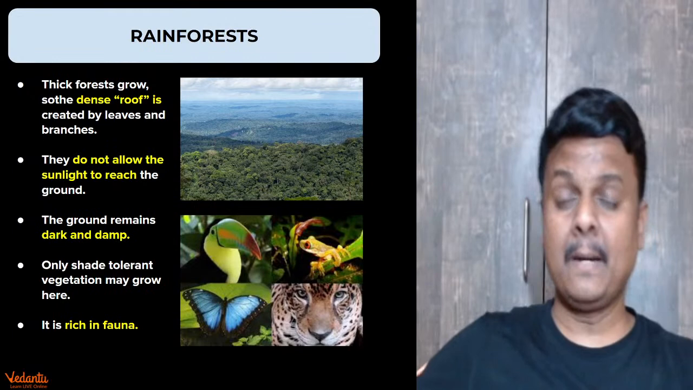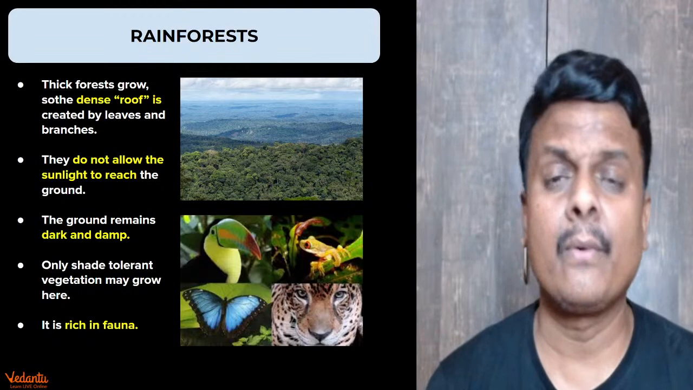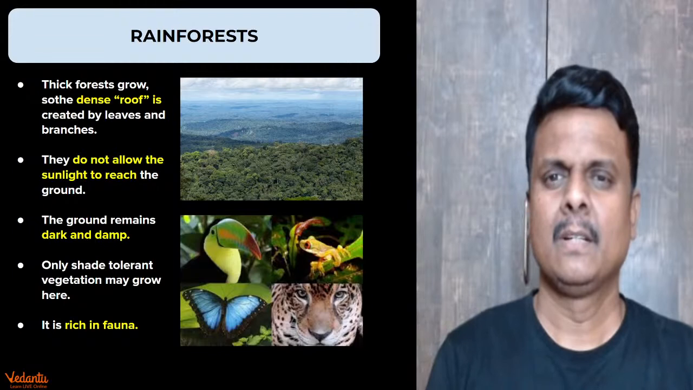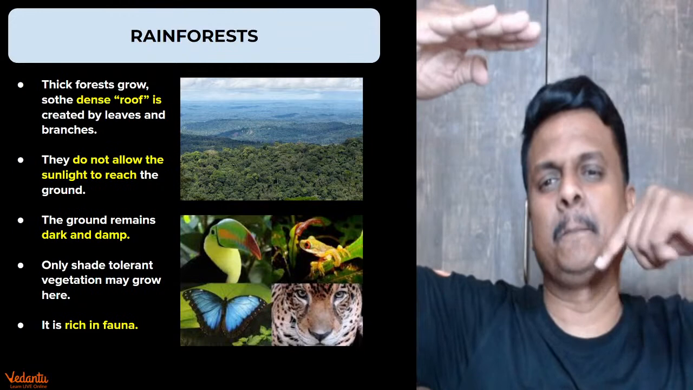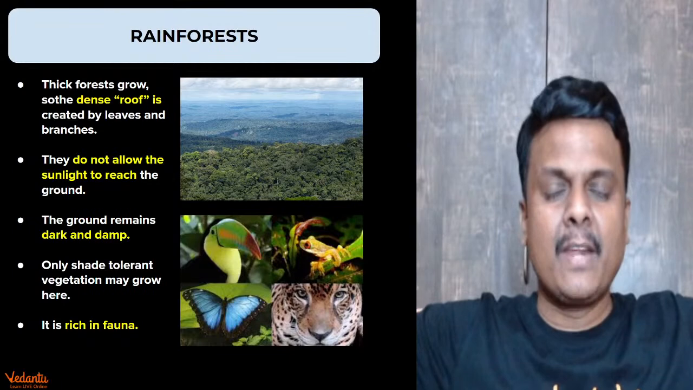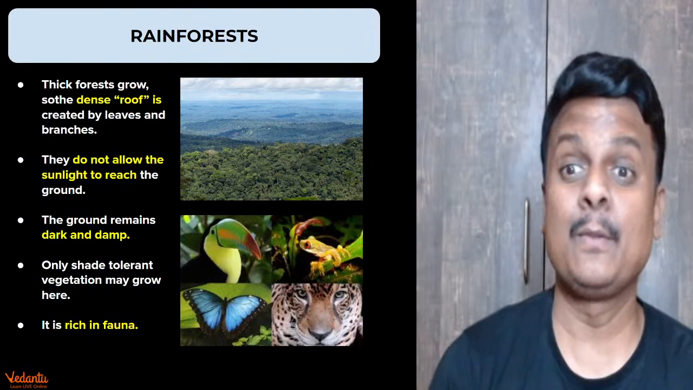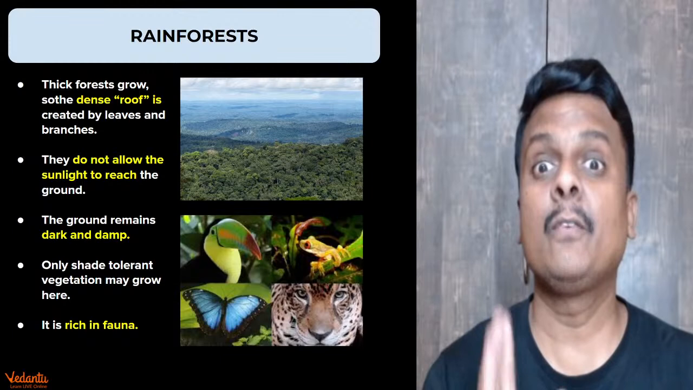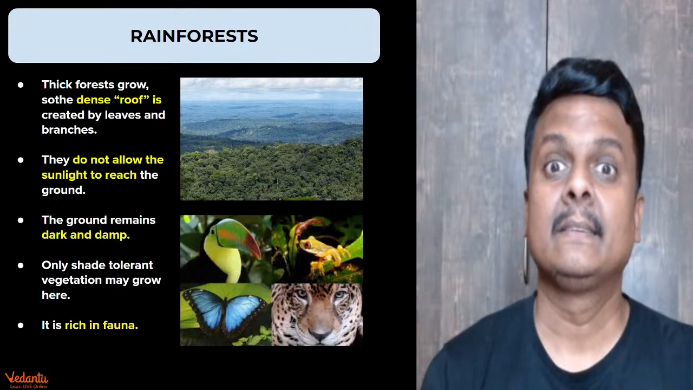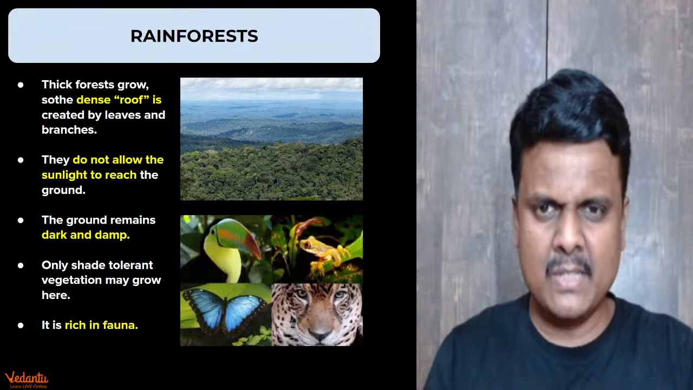Now, coming to the rainforest. The Amazon rainforest is, in fact, the thickest and the most attractive dense forest in the world. It is known for the dense roof where sunlight cannot come in. This roof is created by all the leaves and branches of the trees, which are knitted next to each other, and they don't allow the sunlight to reach the ground. Because of which, we don't know what hundreds and thousands of small living things are there inside. Very risky to get into that. The ground will always be dark and damp, because whatever water is there will be retained. It will not dry up.